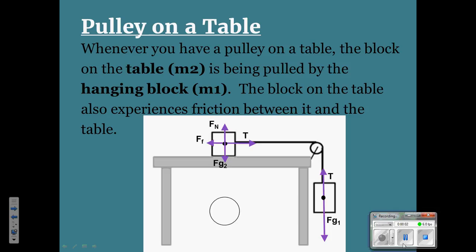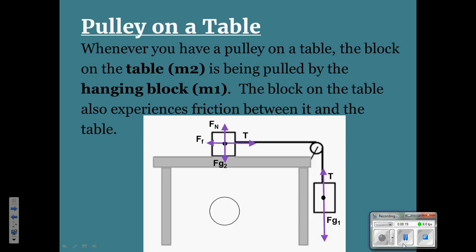Welcome to our Notes on Pulleys video 2. So today's lesson we talked about pulleys on a table and pulleys on an incline. And so we're still using the same formulas except they have little pieces of modification.